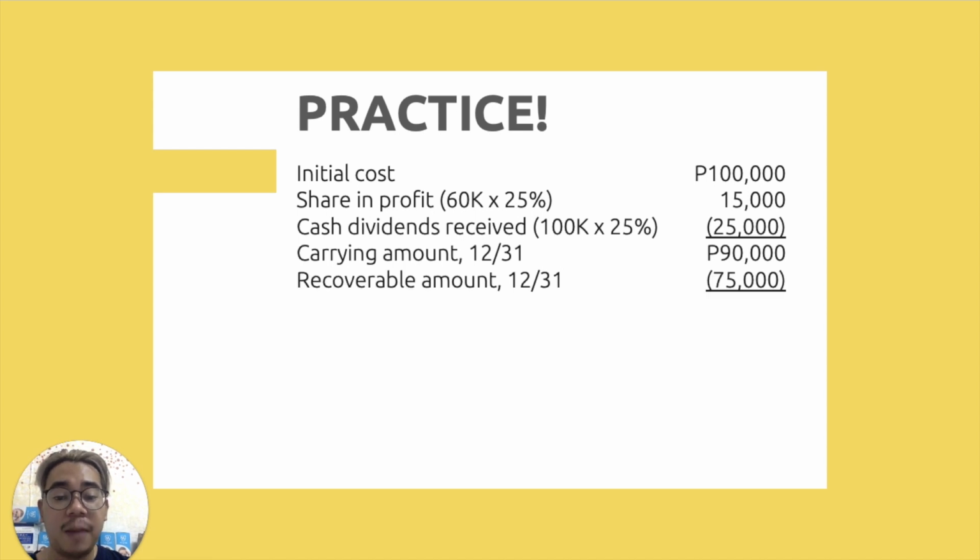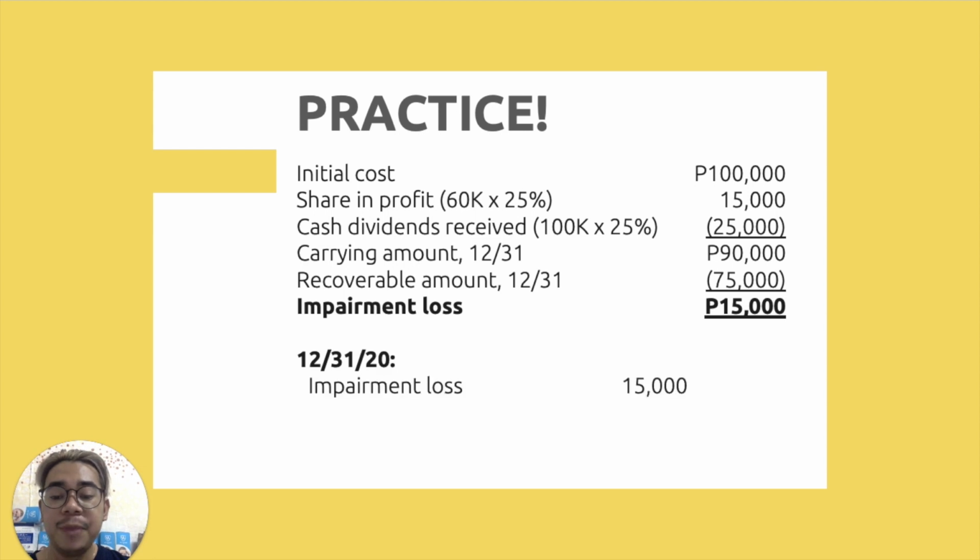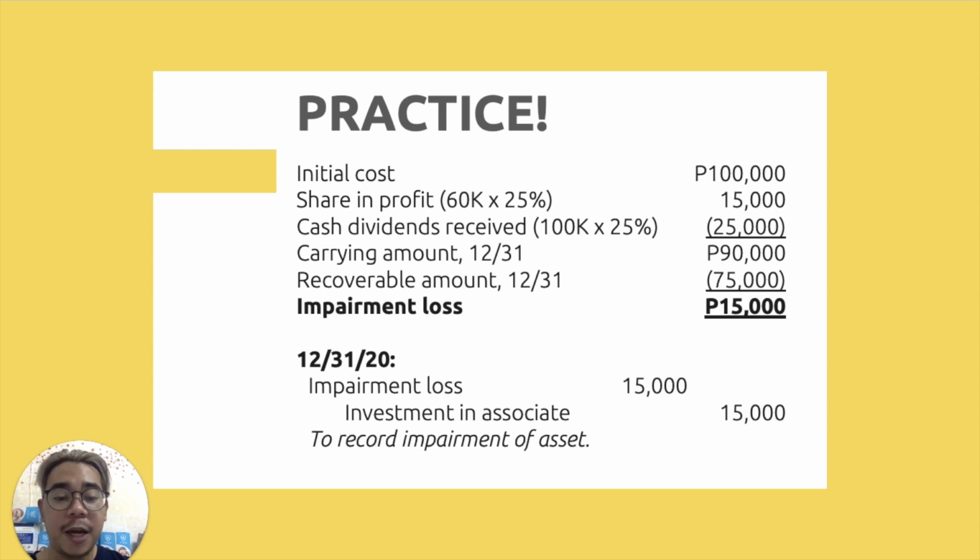However, the recoverable amount is only 75,000. It is lower. Therefore, there is impairment of 15,000 pesos. The entry is debit impairment loss, 15,000, and credit investment in associate, 15,000 to record the impairment of the asset. So, after this entry, ang investment na lang ay 75,000 pesos.